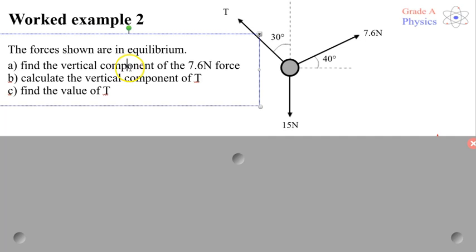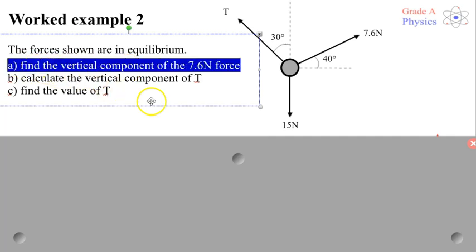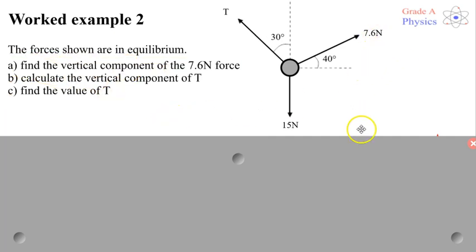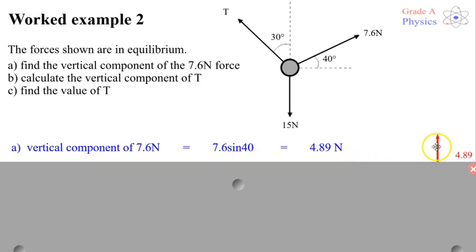Now in this question, it's led us into it quite nicely. It says find the vertical component of the 7.6. Okay, well that's nice and straightforward. So I can imagine I've got a right angled triangle here. I'm trying to find this red upwards component here. So it's the opposite, so it's going to be sine. 7.6 sine 40 will give you 4.89. So a nice easy bit of trig there.